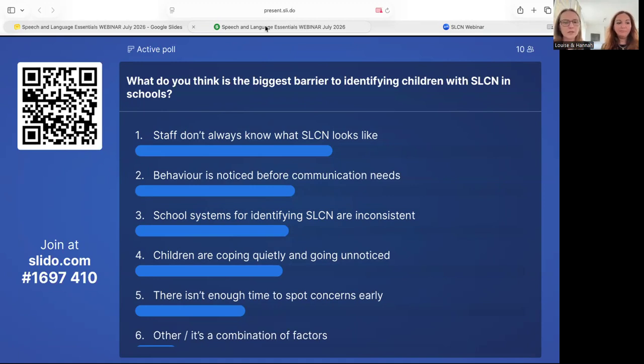Children are coping quietly and going unnoticed. Yeah, so what about those children who are masking or coping quietly in the background? Is that quiet or compliant child able to access the language we're using in the classroom independently? School systems for identifying SLCN are inconsistent. Yeah, we need a process that works, but we need something that's really simple and really clear.